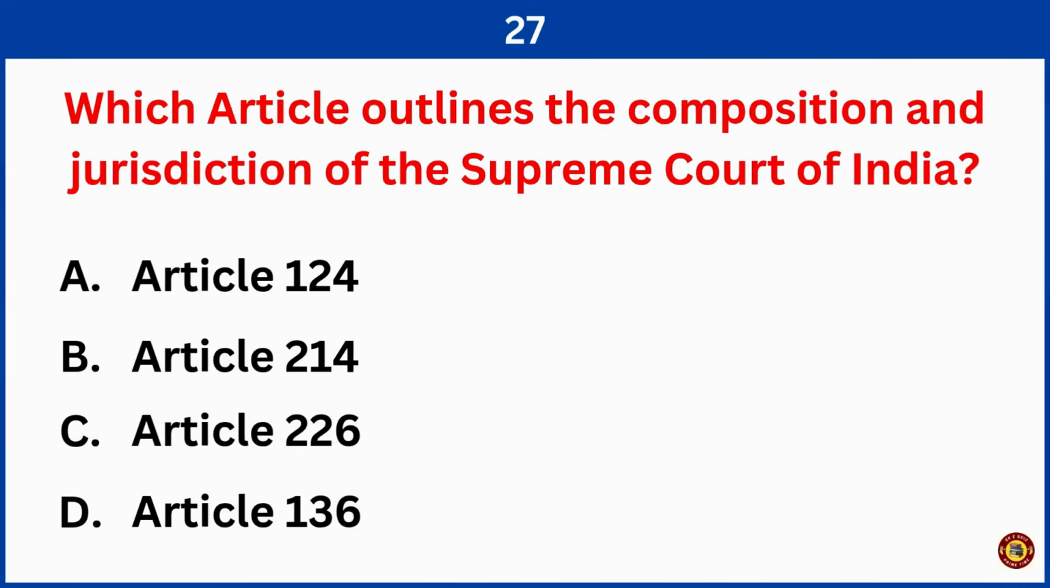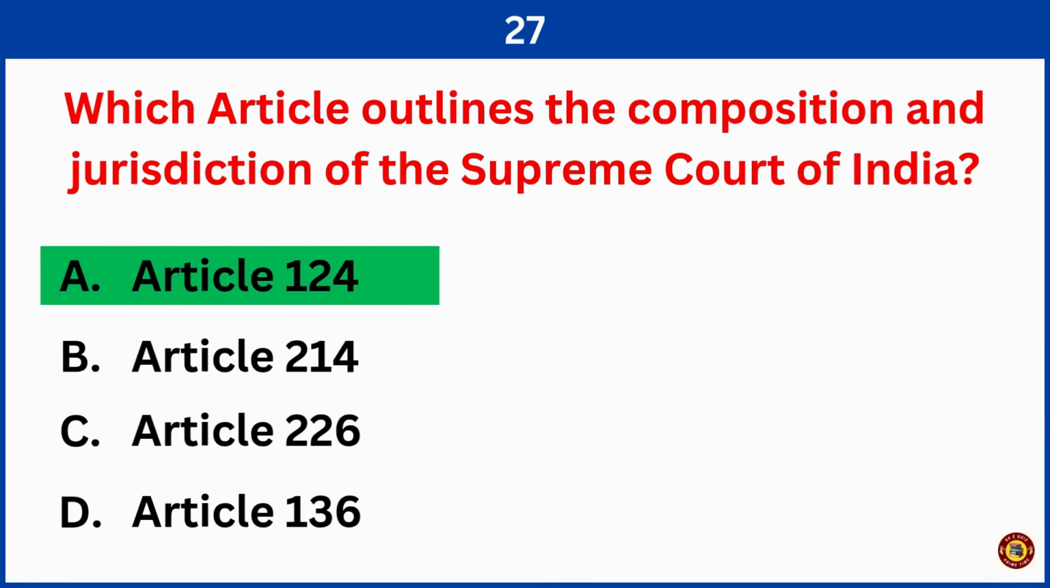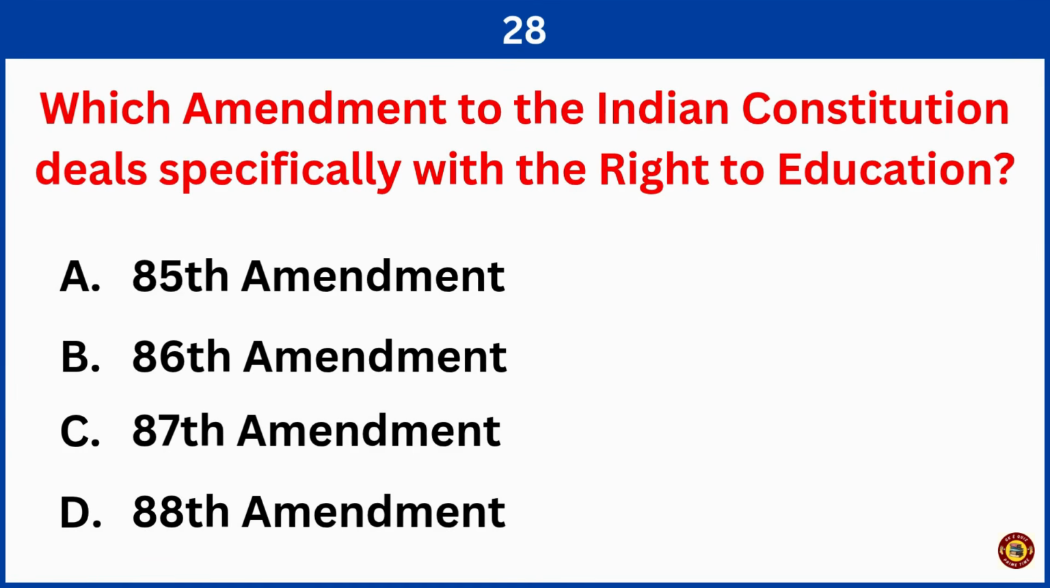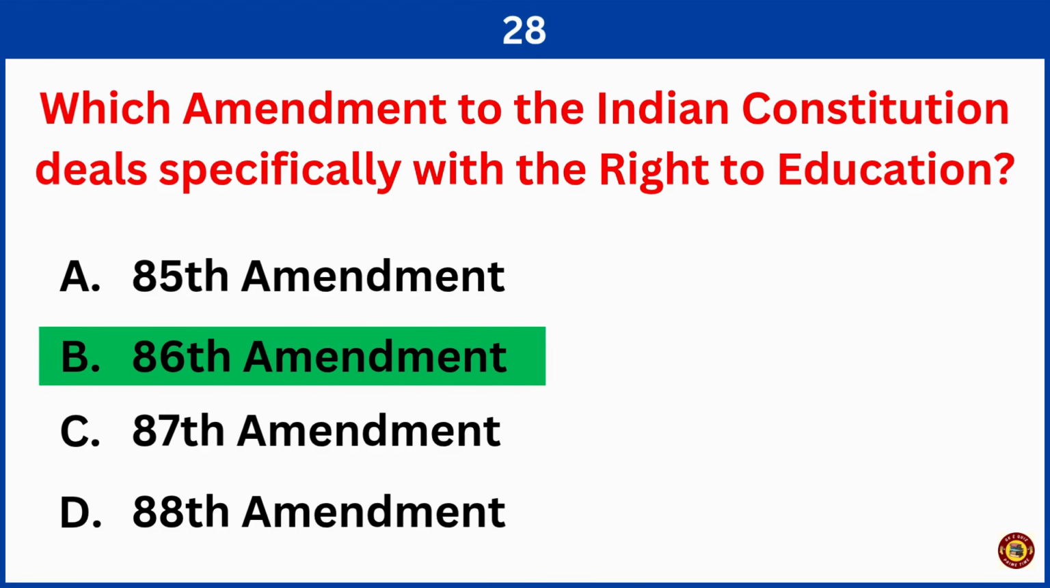Which article outlines the composition and jurisdiction of the Supreme Court of India? Right answer is option A, Article 124. Which amendment to the Indian Constitution deals specifically with the right to education? Correct answer is option B, 86th Amendment.